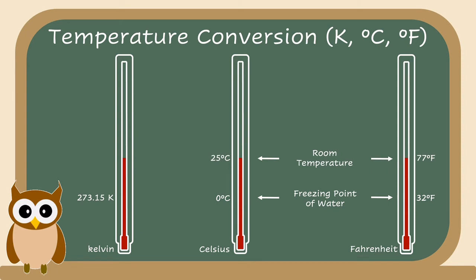Standard room temperature for Celsius is 25 degrees, and for Fahrenheit it is 77 degrees. For Kelvin, we add another 25 to 273.15 to get 298.15 Kelvin. And finally, the boiling point of water is 100 degrees Celsius and 212 degrees Fahrenheit. For Kelvin, this works out to 373.15 Kelvin.